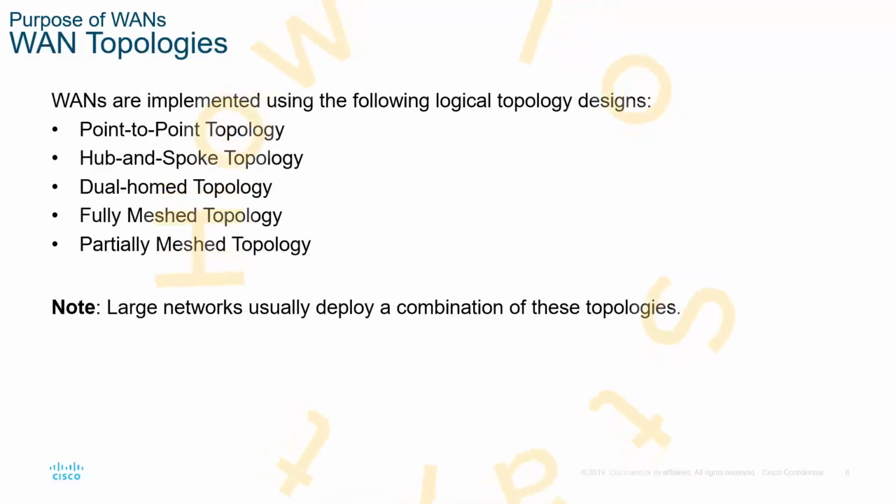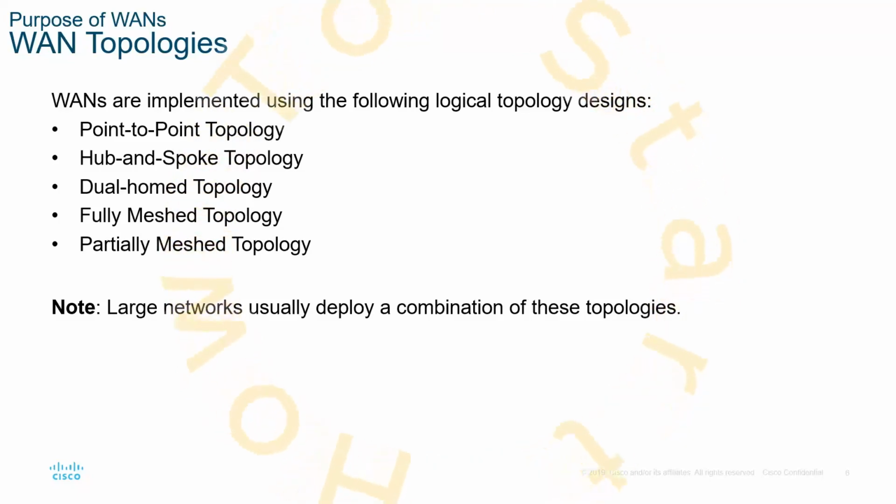We have a few different types of WAN topologies: point-to-point, hub and spoke, dual home, full mesh, partial mesh. And don't worry, we have a breakdown of all of these. And again, these are not all of the WAN topologies. These are just the most common.